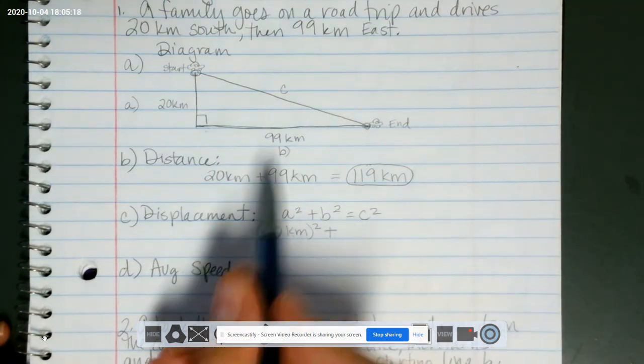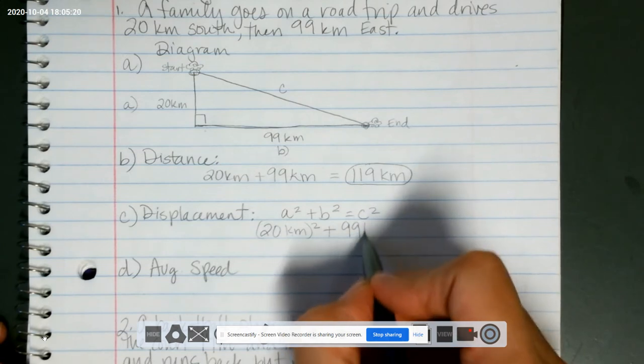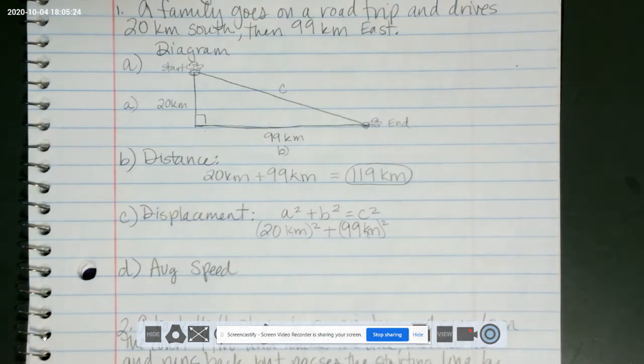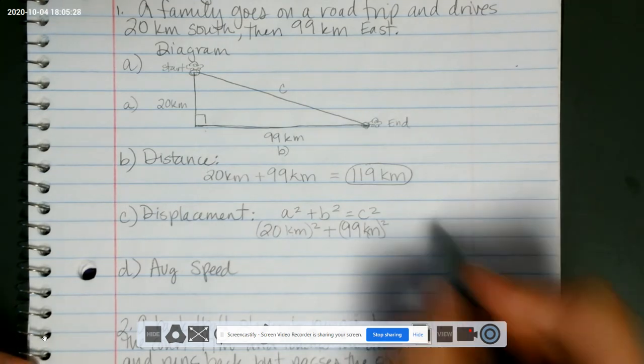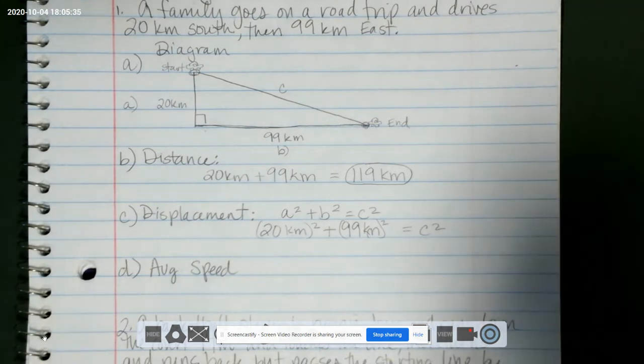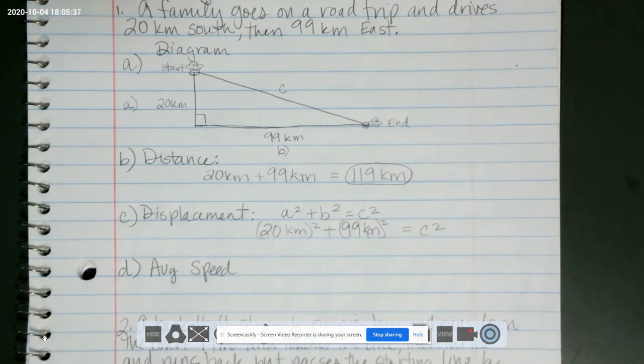And we're going to add that to b, which is 99 kilometers. Again, put the parentheses and the squared on the outside, so I square everything inside of it. And I'm going to still leave the c squared there. We don't know c yet, so we're going to solve for c. I probably didn't give myself a ton of room.